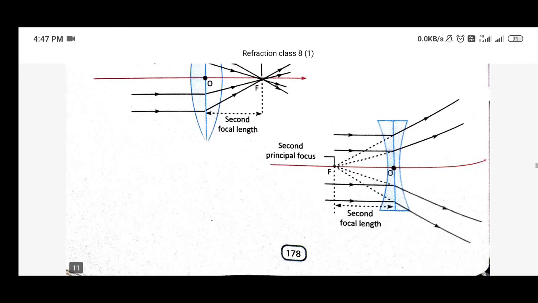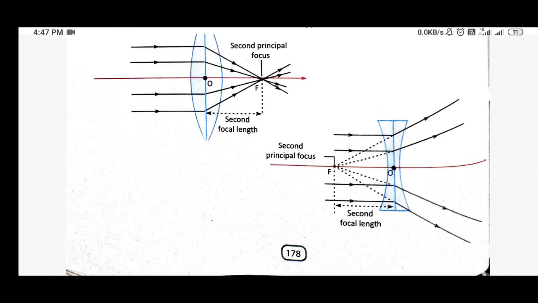Now if it is asked to write down the principal focus of concave lens, or define the principal focus of concave lens, then you have to write: the point on the principal axis where all the incident rays which are nearer and parallel to the principal axis appear to diverge from after the refraction through the concave lens.